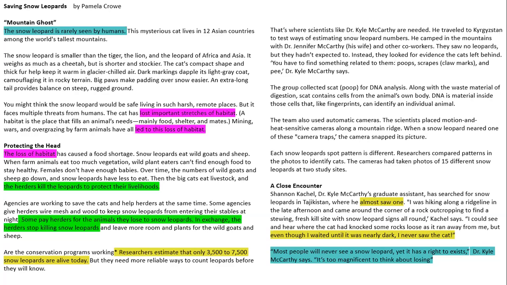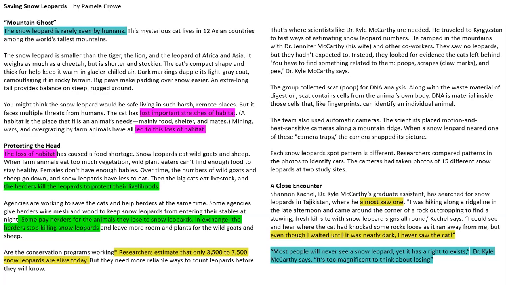Along with the waste material of digestion, scat contains cells from the animal's own body. DNA is material inside those cells that, like fingerprints, can identify an individual animal. The team also used automatic cameras. The scientists placed motion and heat-sensitive cameras along a mountain ridge. When a snow leopard neared one of these camera traps, the camera snapped its picture.